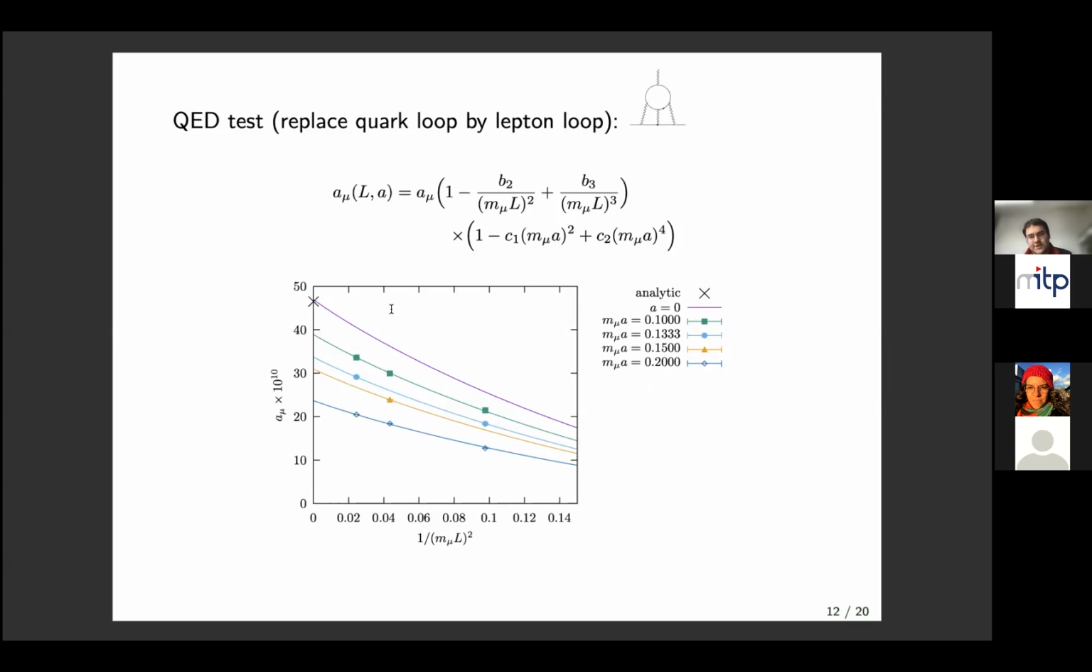Now, what one does first here is to actually establish the method. One replaces the quark loop here with a lepton loop, because then the result is analytically known. But you can do the rest of the lattice calculation in exactly the same way. And if you do this at different volumes, you can check the methodology, because the only thing that would then change in the end is replacing the quark propagators in the free field with an interacting theory. And if you do this, this was the first step, you can see that you extrapolate indeed to the analytic result.